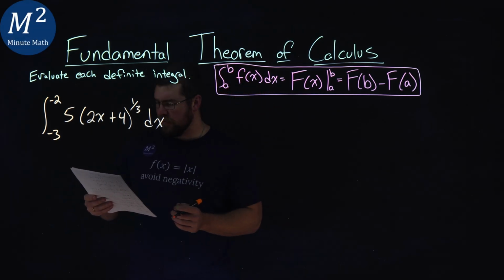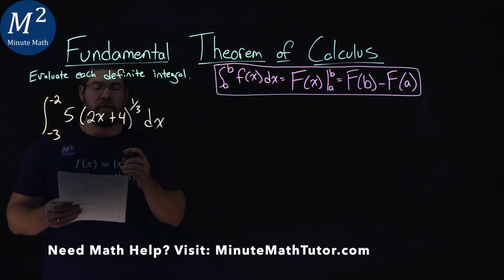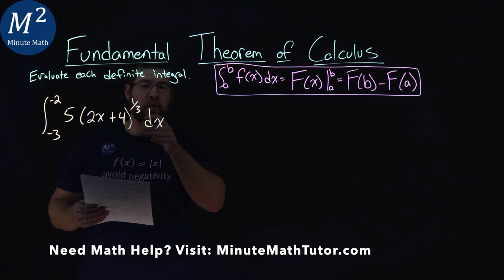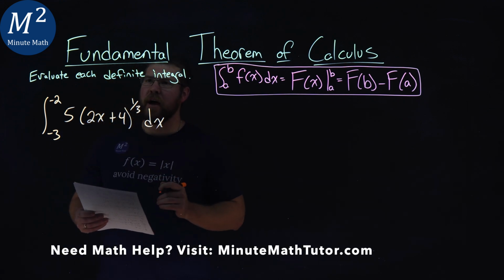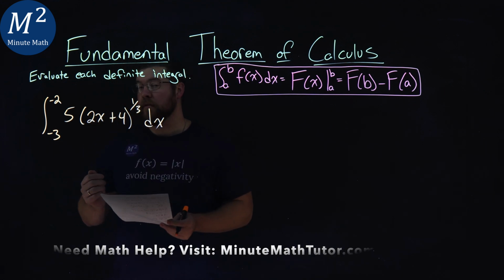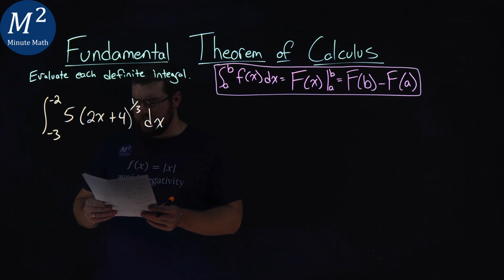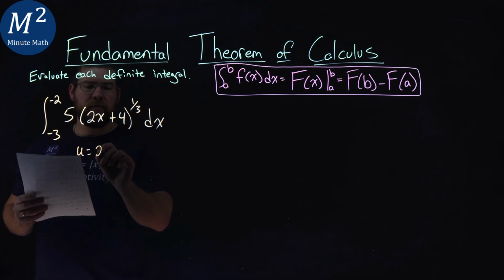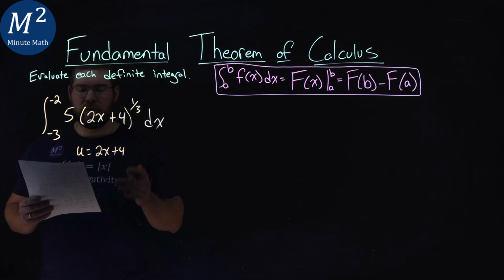We're given this problem right here, the integral from -3 to -2 of 5 times (2x plus 4) to the 1/3 power dx, and we have to evaluate this definite integral. Now to integrate this, I have to use some u substitution. So I'm going to set my u value to be 2x plus 4, what's inside the parentheses.